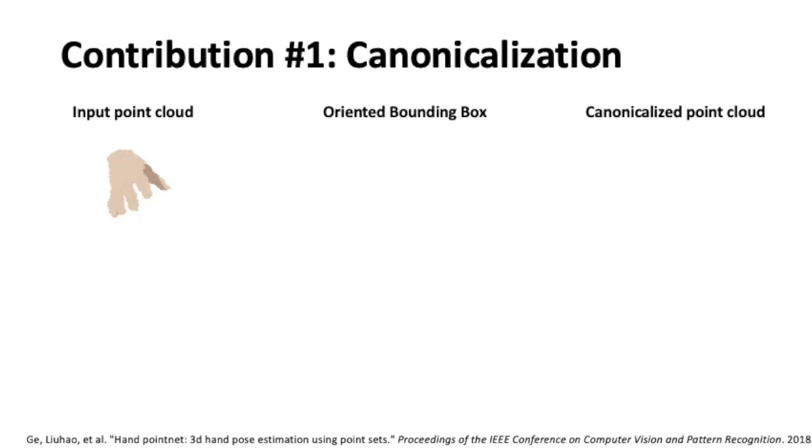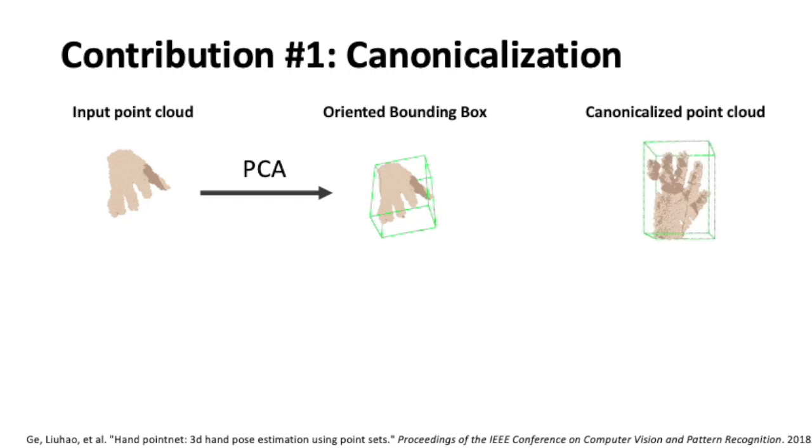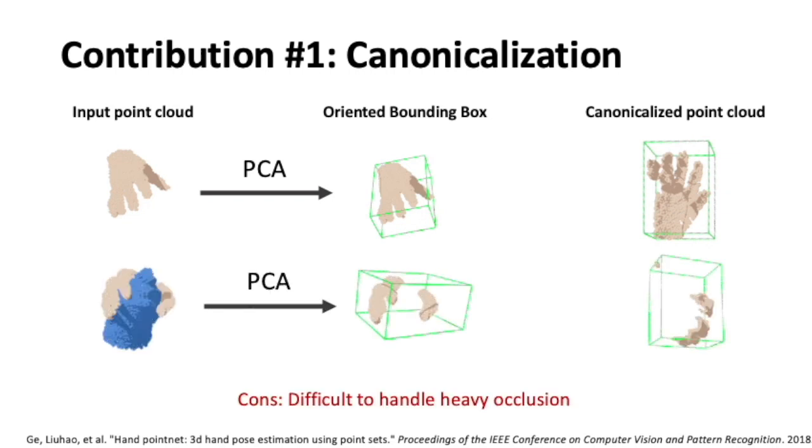The first contribution of HandTrackNet is to improve the canonicalization technique. To reduce the visual complexity of the input point cloud, previous works first use PCA to compute an oriented bounding box and then use it to canonicalize the hand, so that the global pose of the hand becomes canonical. However, this canonicalization technique will fail in hand-object interaction scenarios due to heavy occlusions.